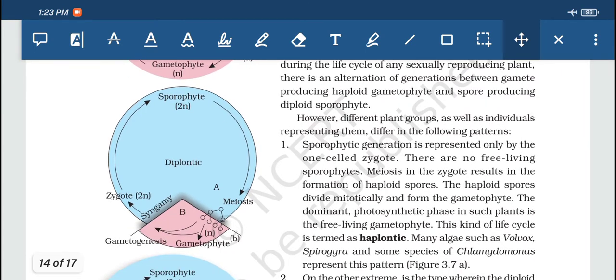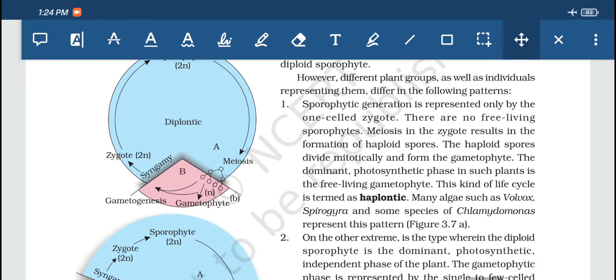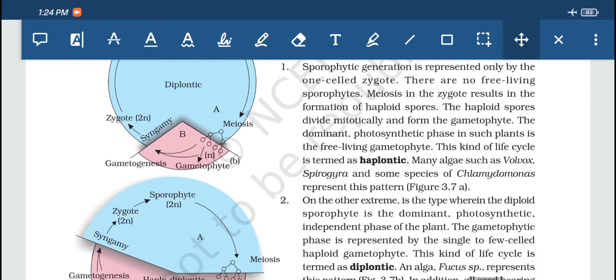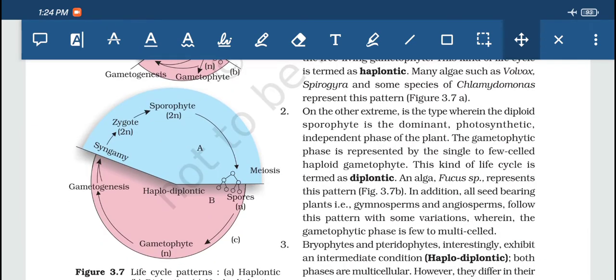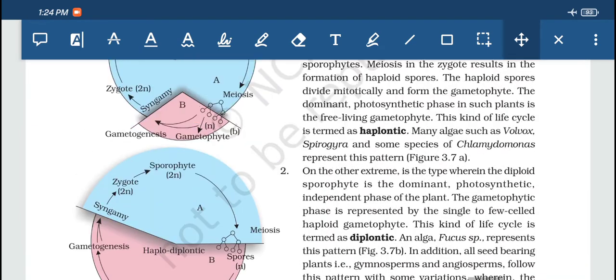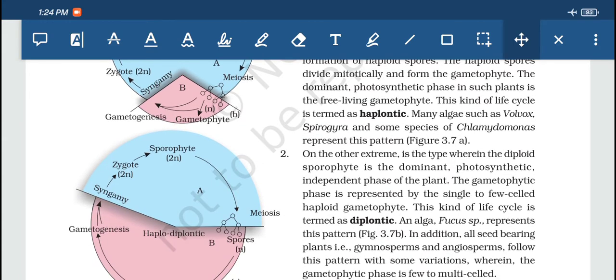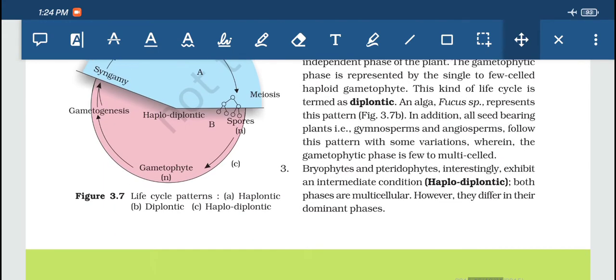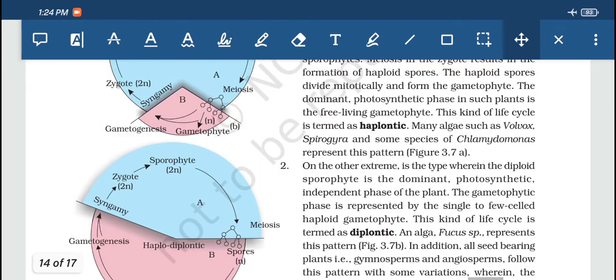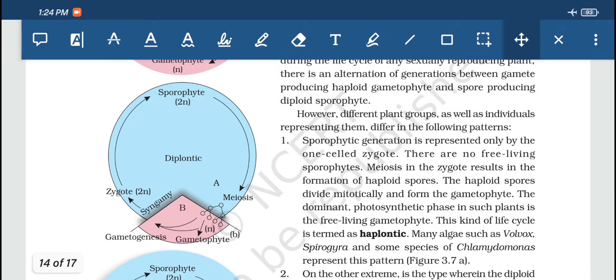However, different plant groups as well as individuals representing them differ in the following patterns. There are three types of life cycles in plants. The first is haplontic, then diplontic, and then haplodiplontic. Haplontic and diplontic are at the two extreme ends, but haplodiplontic is in the middle. So we are going to study the first topic, that is the haplontic kind of life cycle.